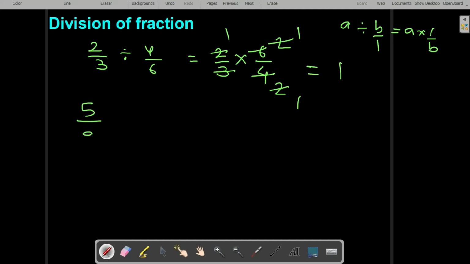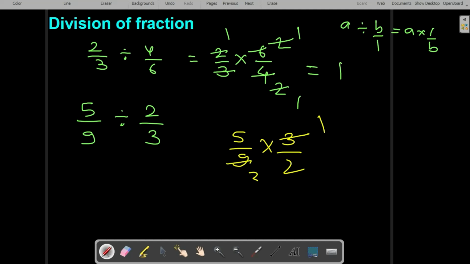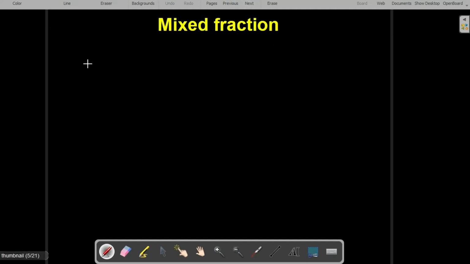Take another example, 5 upon 9 divided by something like this. So what we can do is 5 upon 9, multiplication, change this one, denominator and numerator, 3 into 1, 3, 3 into 3, 9. No other factors are there, so 5 into 1, 5, 3 into 2 is 6. So in this way we can perform the division.